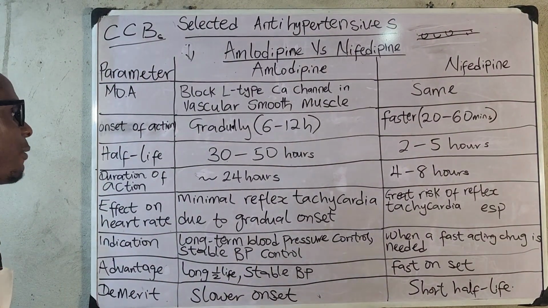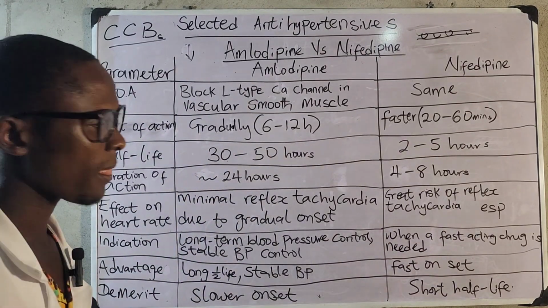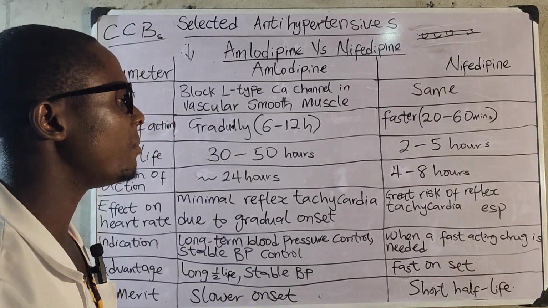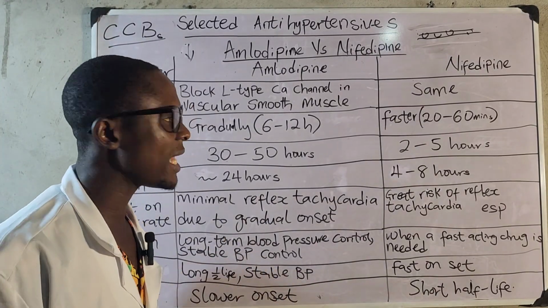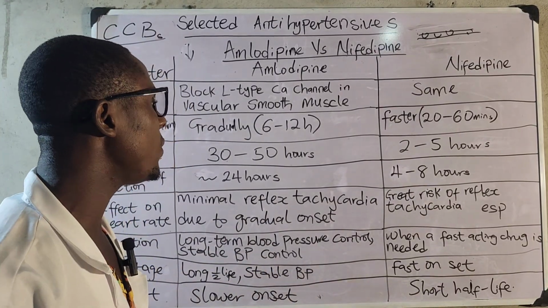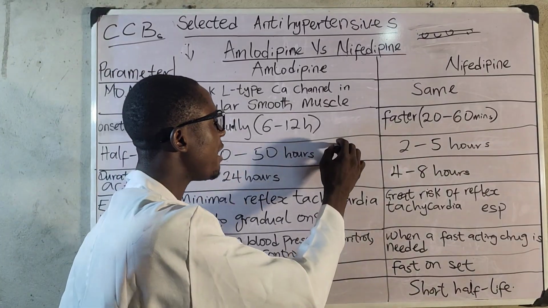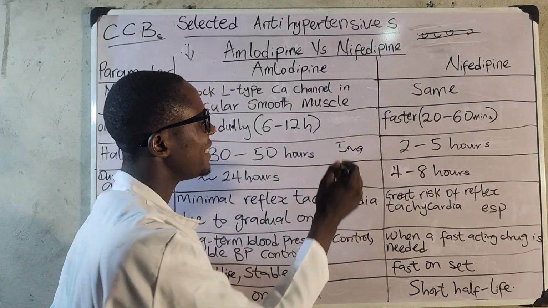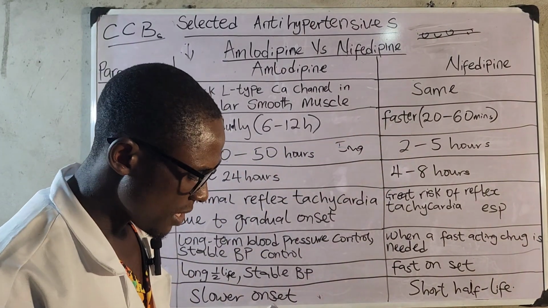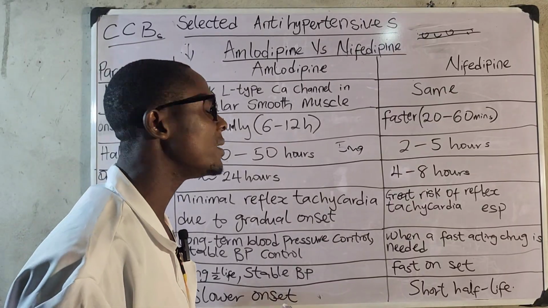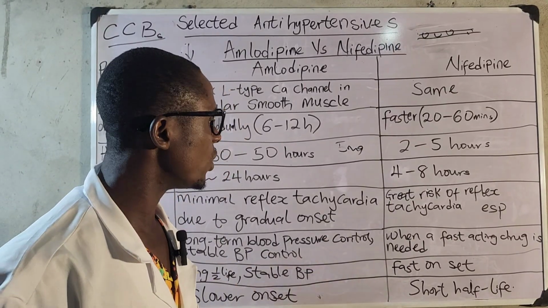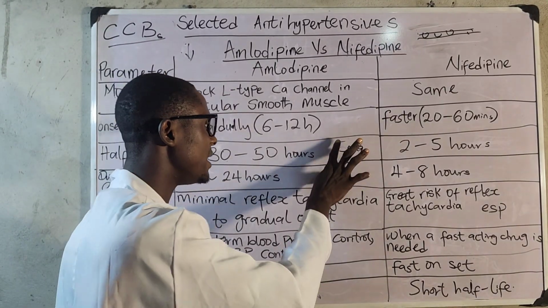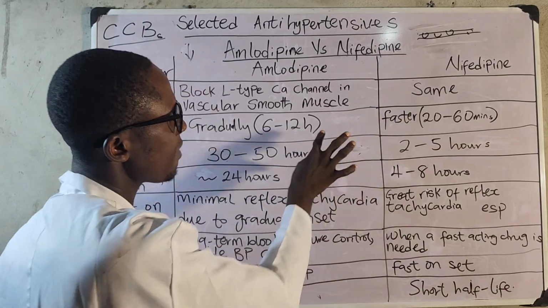Now let's talk about their half-life. The half-life of amlodipine is 30 to 50 hours. It is still in the body for 30 to 50 hours, breaking down gradually. That's why the initial dose for amlodipine is normally 5 mg, taken once a day. If you are taking amlodipine twice a day, you are doing the wrong thing. It's once a day. This is the start dose, 5 milligrams.